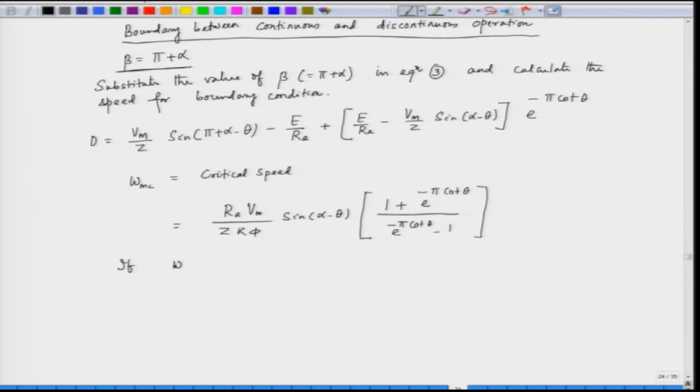So, we can say that if the speed of the motor is above omega m c, the operation is discontinuous. If the speed is less than omega m c, the operation is continuous.